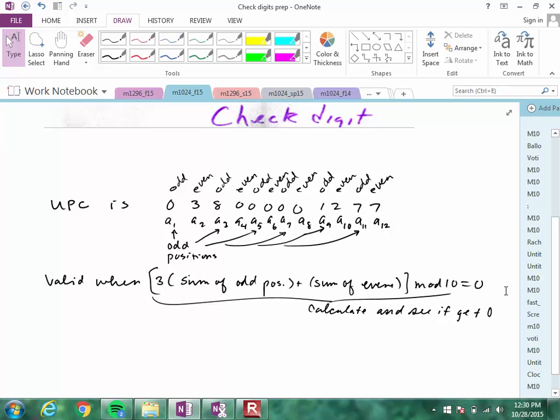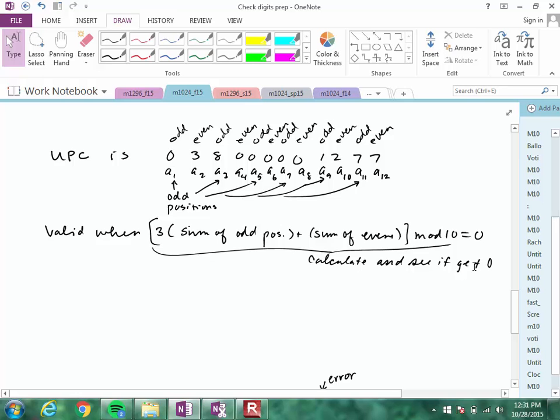Now you use every single digit, do this calculation, and see if you get 0. So now we're using all the digits, not just the first ones and leaving out the last. What does this say? It says 3 times the sum of the odd positions plus the sum of the even positions, and then you take that all mod 10.